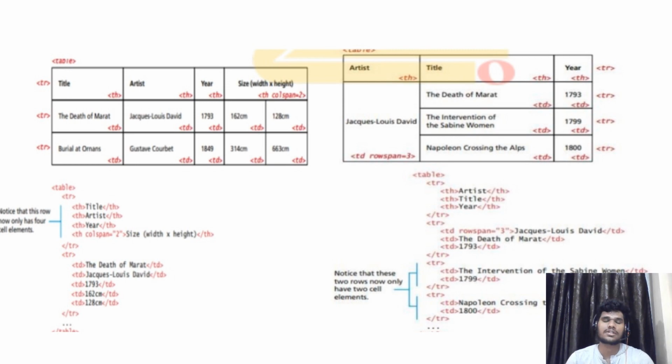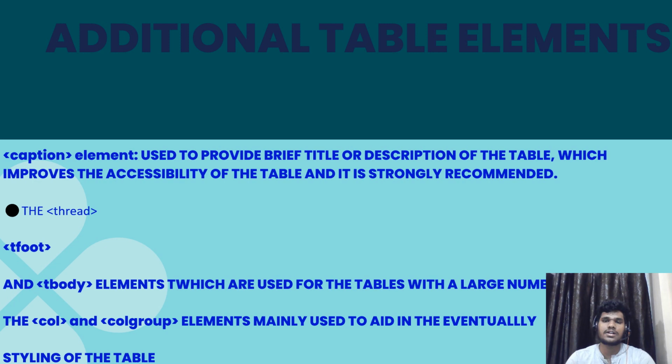After understanding the basic table, let's get into additional table elements. We have the caption element, used to provide a brief title or description of the table, which improves the accessibility of the table, and it is strongly recommended. The thead, tfoot and tbody elements are used for tables with a large number of rows. The col and colgroup elements are mainly used to aid in the styling of a table.